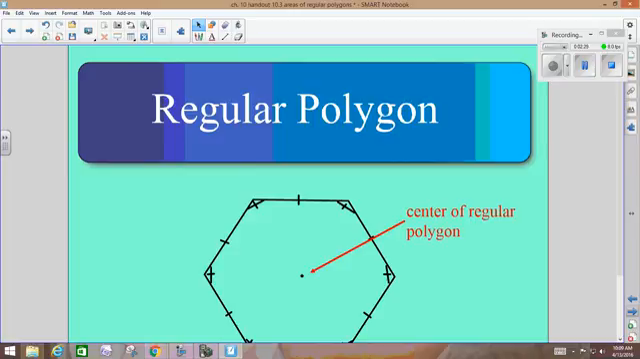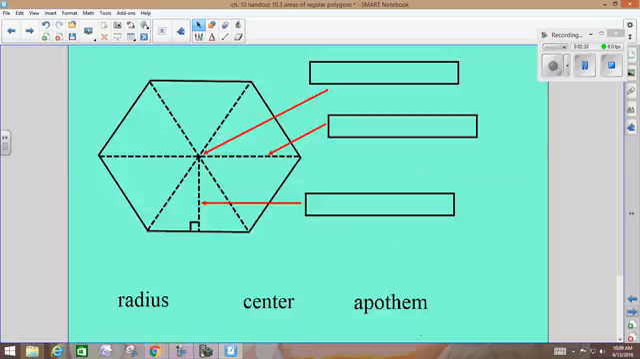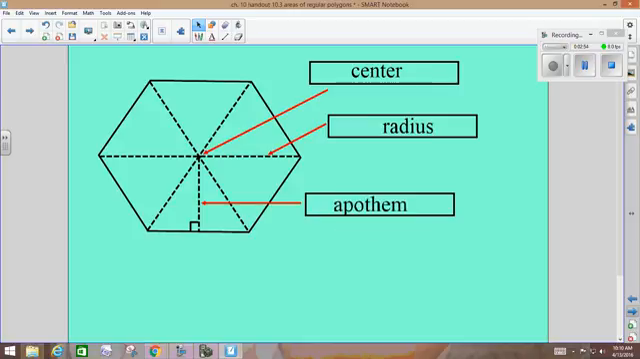You have a picture there with rectangles that we have to fill in. This top rectangle is pointing to that point. What would you call that? The center. The middle rectangle is pointing to the segment that goes from the center to the vertex. That'd be your radius. Good. And then the apothem is the perpendicular segment. You have to make sure you know the difference between the radius and the apothem in your pictures, otherwise it's going to be hard to find your area today.